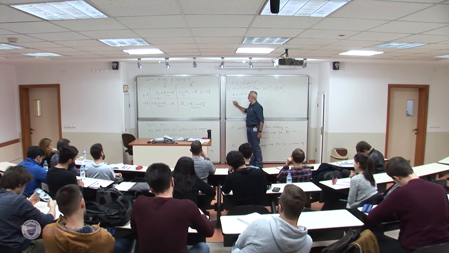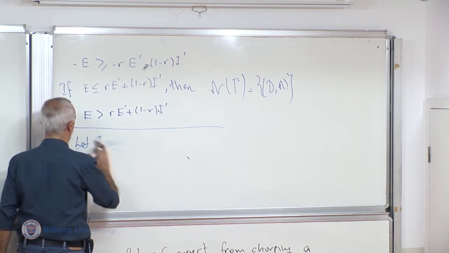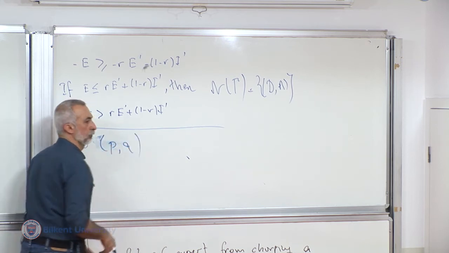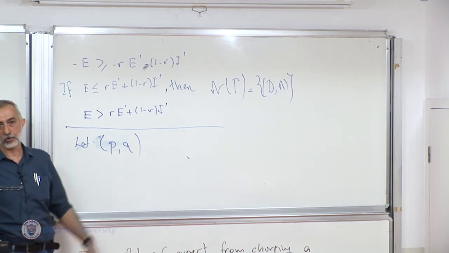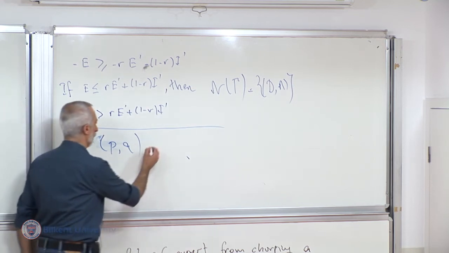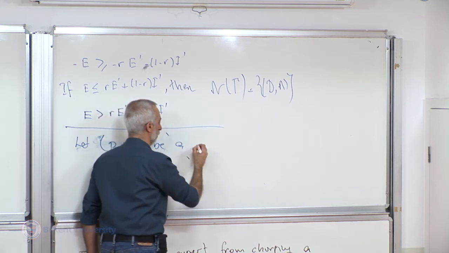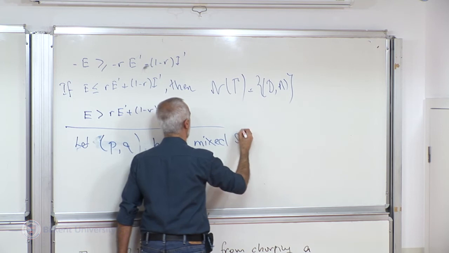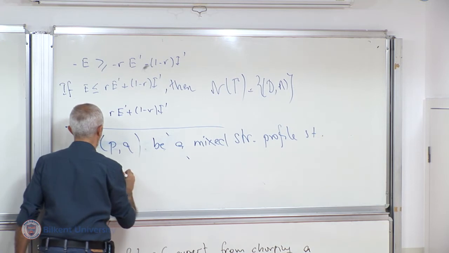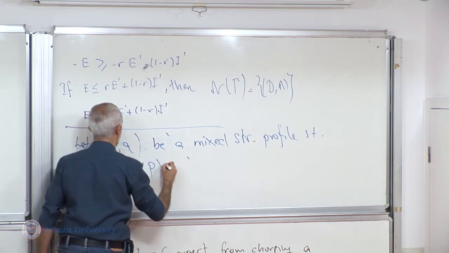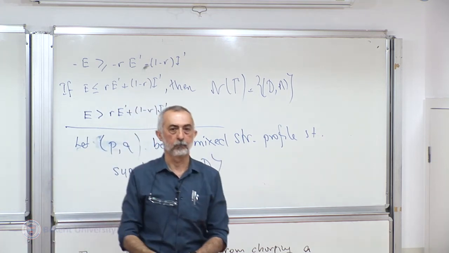So let's consider the case where, let P, Q, rather than writing P, 1 minus P, Q, 1 minus Q, I'm just going to write the first elements of the mixed strategies. Let me just write this mixed strategy profile such that the support of P is equal to H, D.